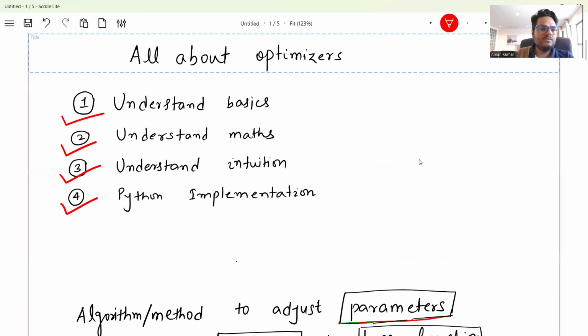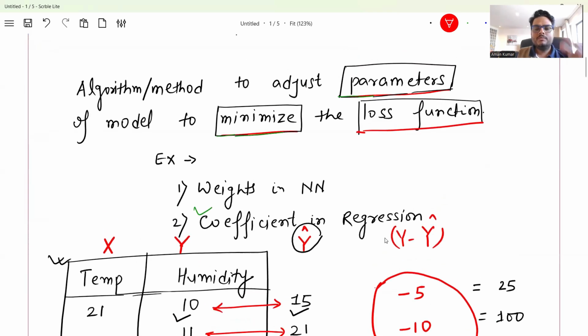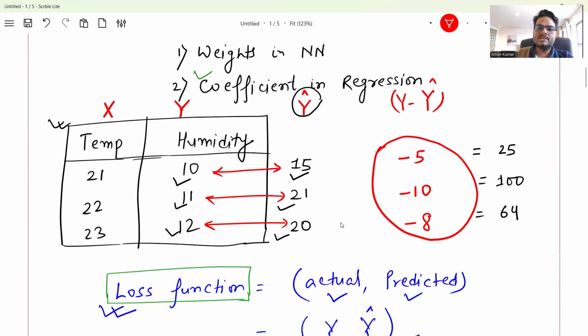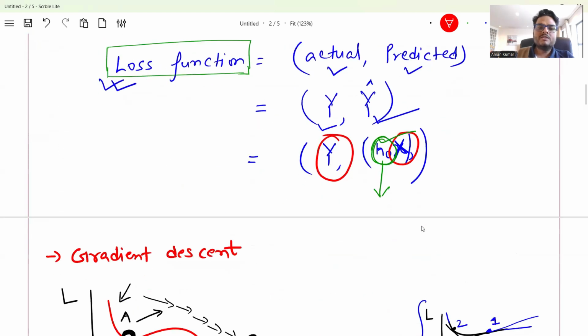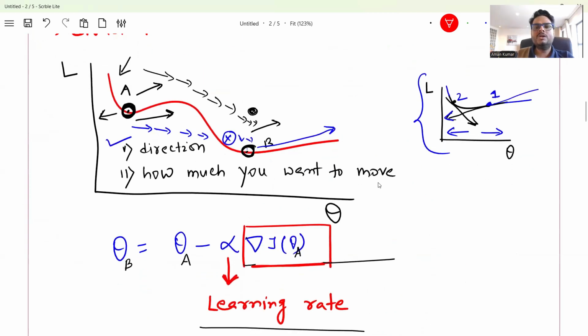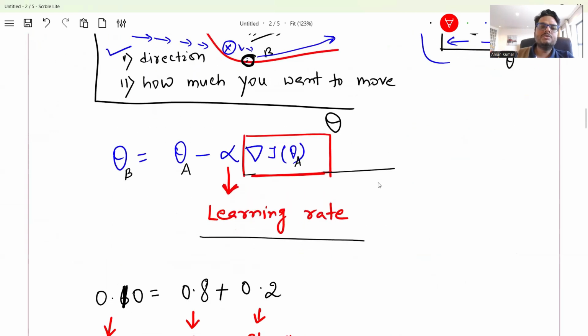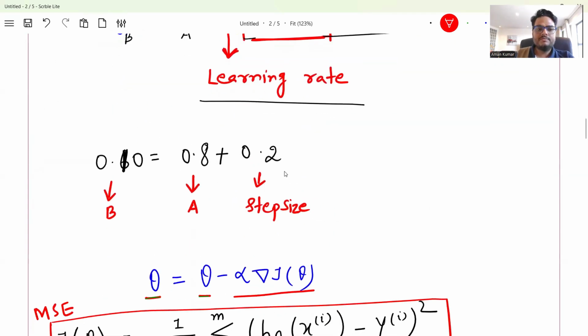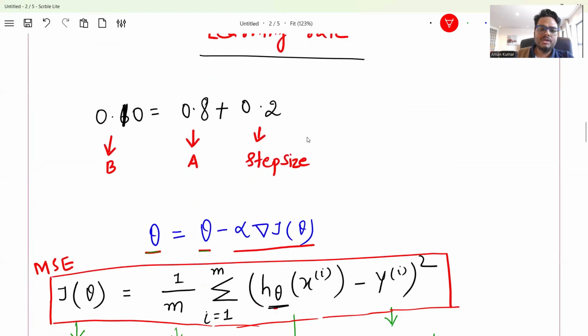But before that, I will just give you a heads up of what all we have learned. What is an algorithm? What is an optimizer? Basically, an algorithm is a method to optimize parameters based on loss. I explained what loss is, and that in loss you have to optimize the parameter. Then I gave an example of how loss is related to the parameter and how you can move in the direction of minimizing the loss. For moving, you need direction and how much you want to move. These two come from the learning rate and gradient. This gives your step size. Then you move from the current state to the next state.